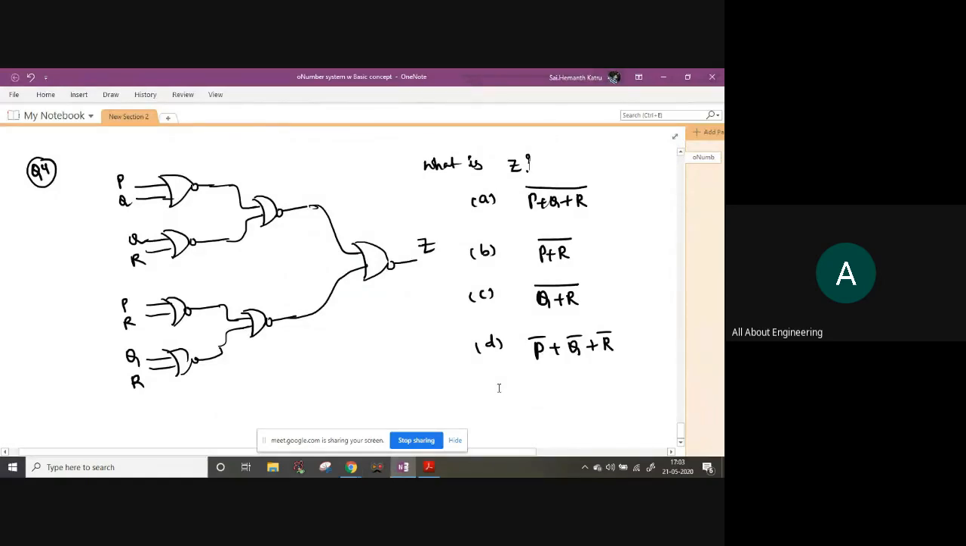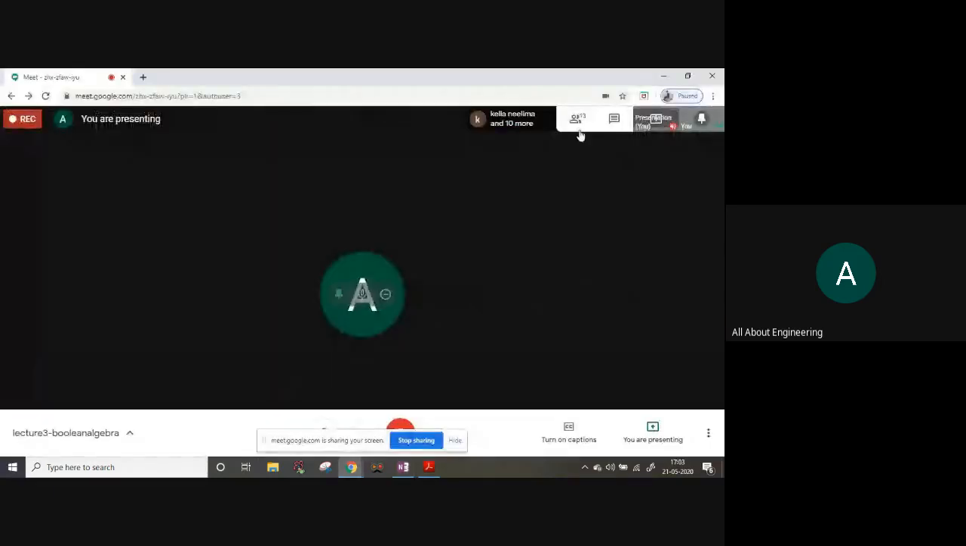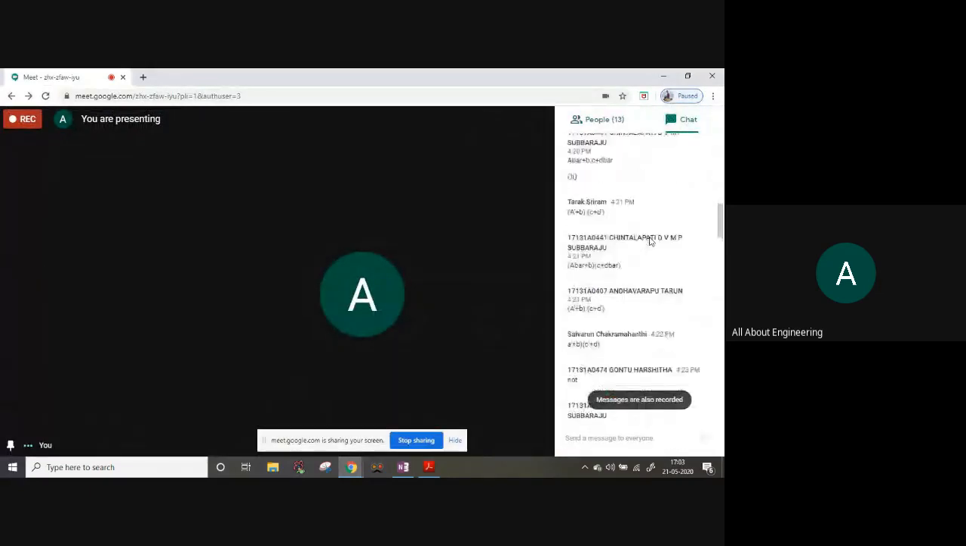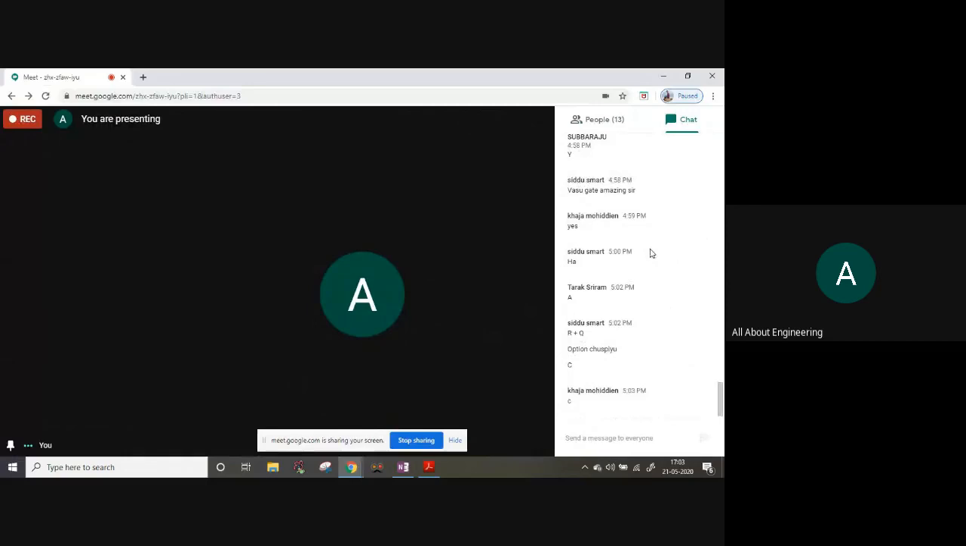So these were the options. You can check here now. P plus Q plus R whole bar, P plus R whole bar, Q plus R whole bar, P bar plus Q bar plus R bar. Yeah, Sidhu has given option C. Raja Mohiddin also gave option C.